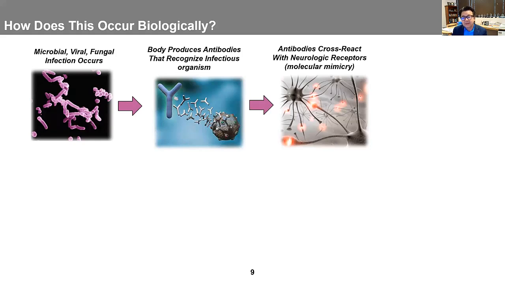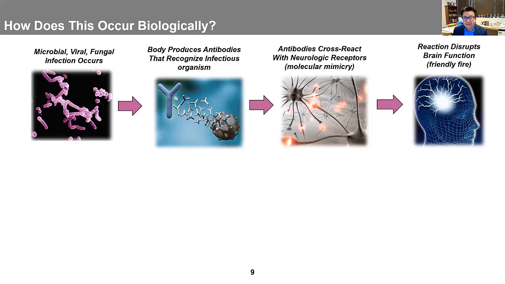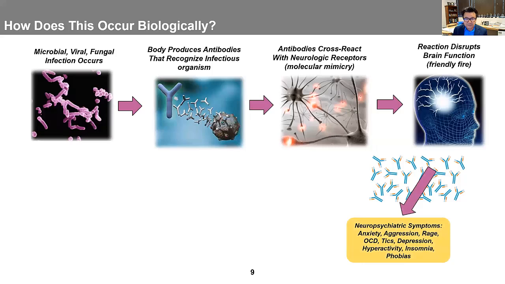Normally, the body will shut those down because it says this is self and it's not non-self. But in these certain individuals, the antibodies they generate are against those epitopes, which is a portion of this protein, that look like or are identical to a neurologic receptor. When that happens and the blood-brain barrier is crossed, these will interfere with these common epitopes, in these cases on various types of neurologic receptors, and through what might be better understood as friendly fire, they cross-react and interrupt the brain function. And so you will see manifestations of different types of neuropsychiatric symptoms, maybe anxiety, aggression, rage, OCD, depression, hyperactivity, and many others, depending upon the target which they're directed against.